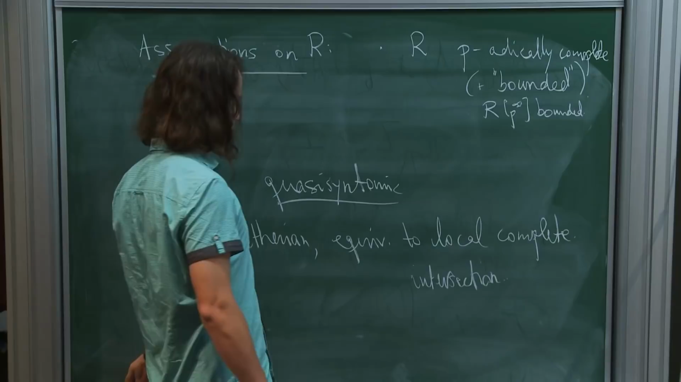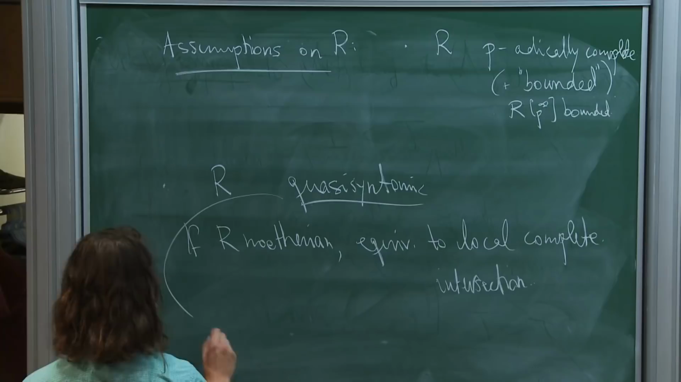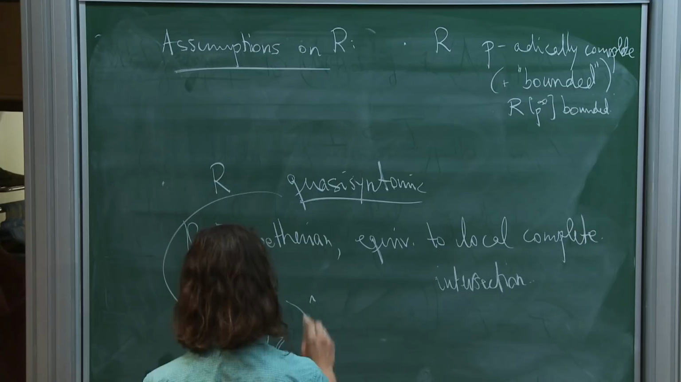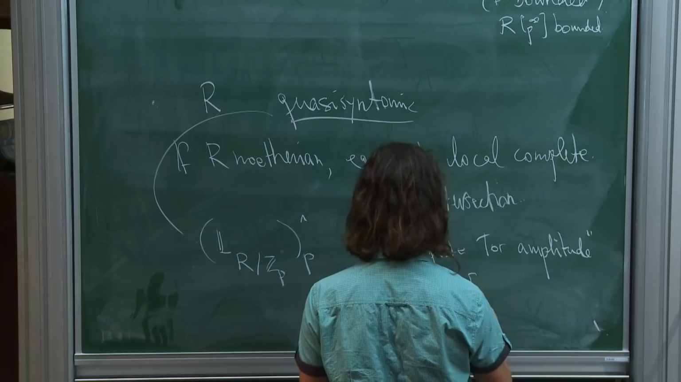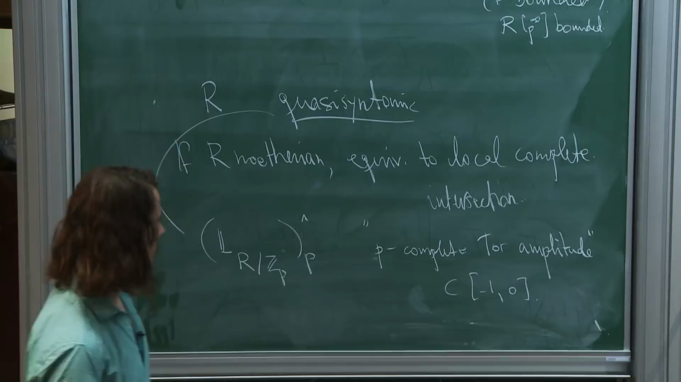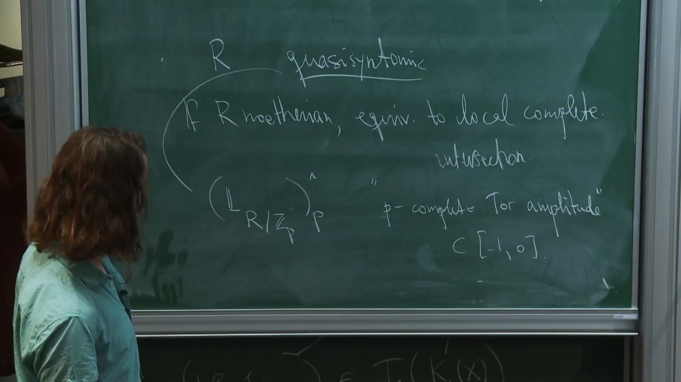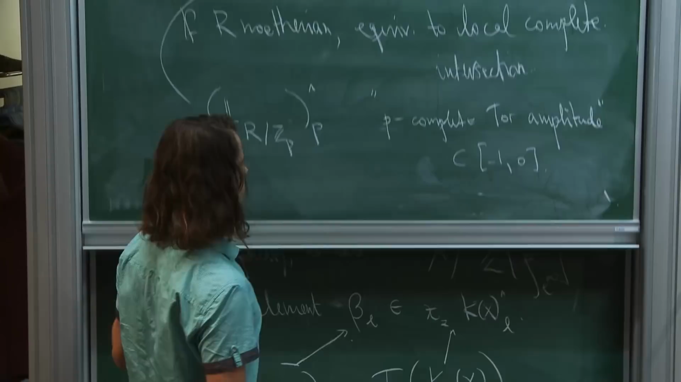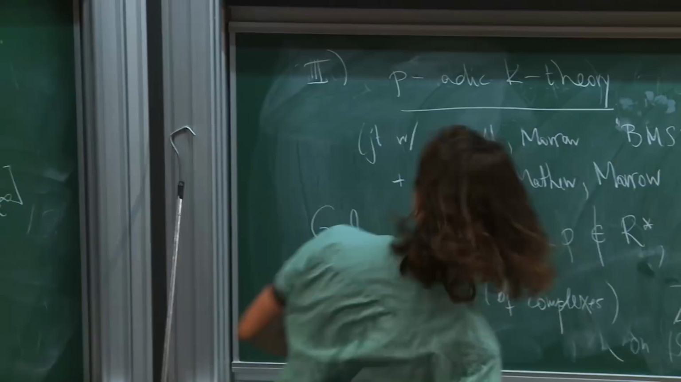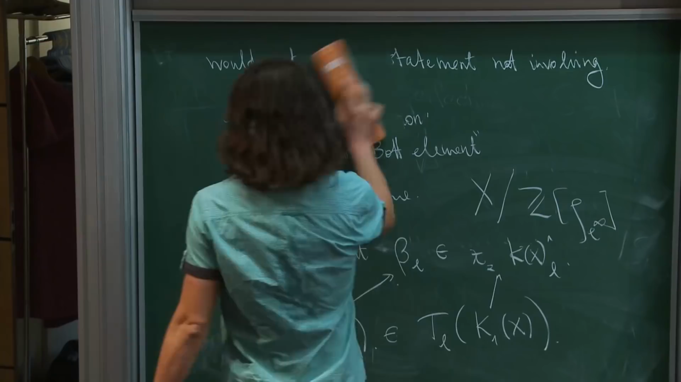Quasi-syntomic is just a condition on the cotangent complex. In general, this means that if I take the cotangent complex of R over Z_p, maybe p-complete, then its p-complete tau amplitude is contained in [-1, 0]. Tau amplitude means that if you tensor with any module, then the derived tensor product will live in these degrees. And here you're just allowing yourself to tensor with p-torsion modules. Since you're p-adically complete, it's just a question on the mod p thing.